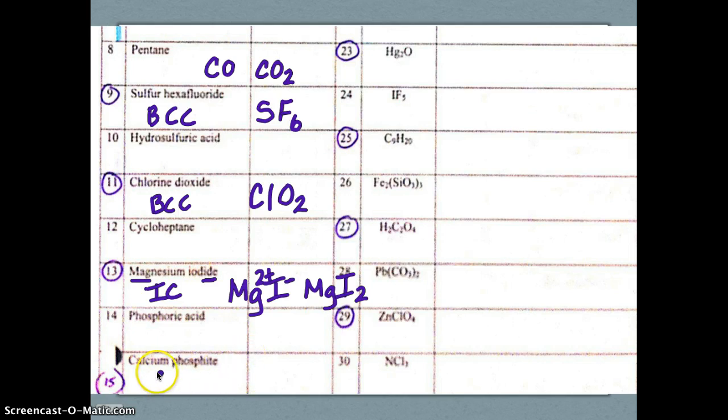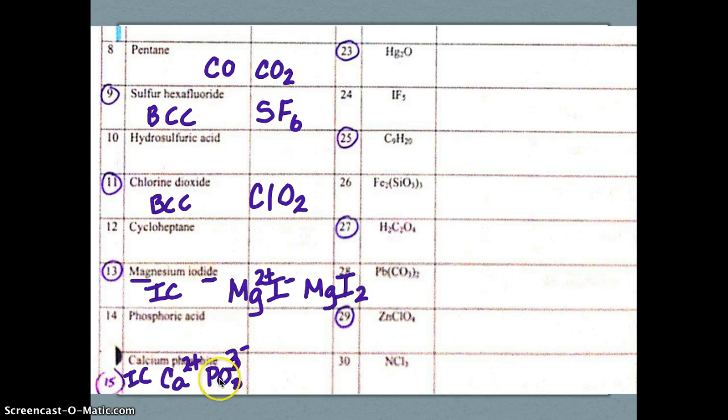Calcium phosphite. Now, another ionic compound. Calcium is a metal, and its symbol is Ca2+. It's in the same group as magnesium, charge of 2+. Now phosphite, be careful. Not on your table, but if you know phosphate with a symbol of PO4 3-, and you take off an oxygen, here you have PO3 3-.